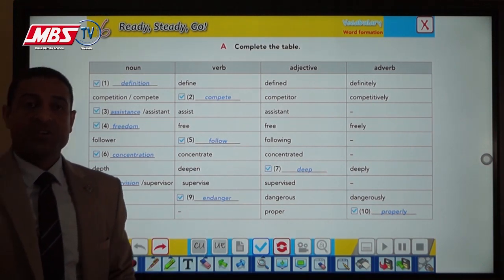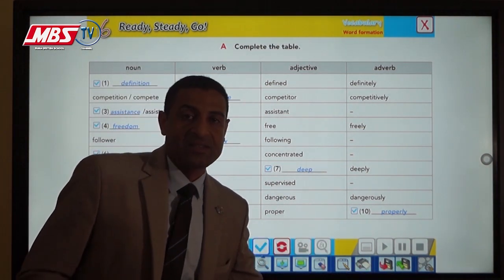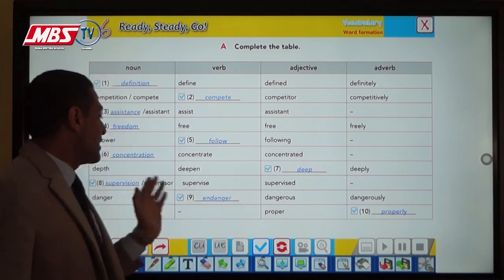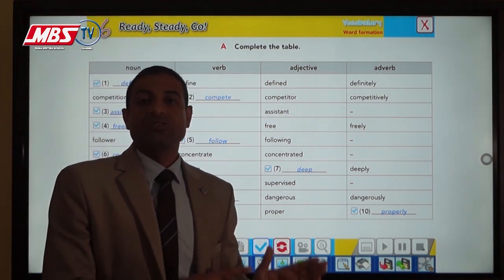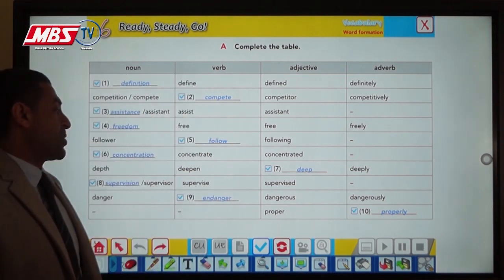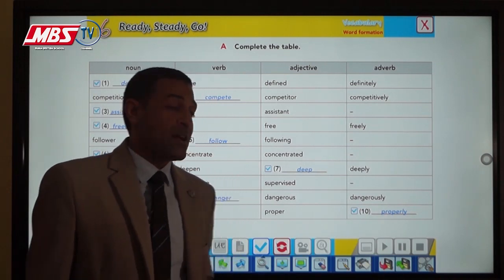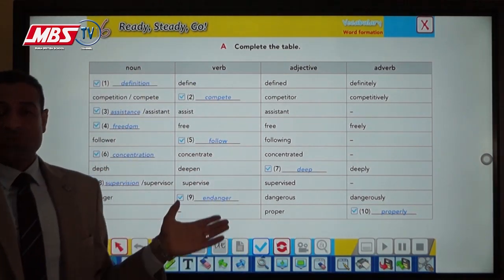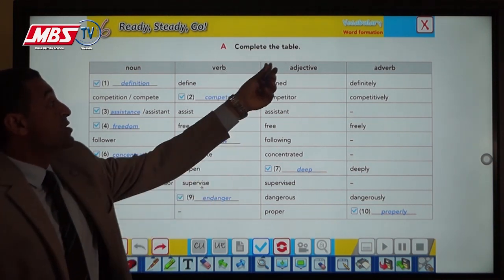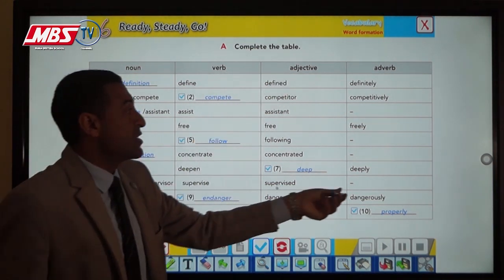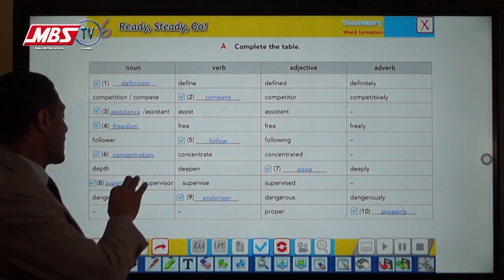My supervisor tells me good points to follow during my lessons. But I can tell you, supervision is very important in our work. So here, supervision, you can find it as an abstract noun, and the supervisor is the person. Supervise is the verb, supervised is the adjective, but I don't have an adverb form for this word.